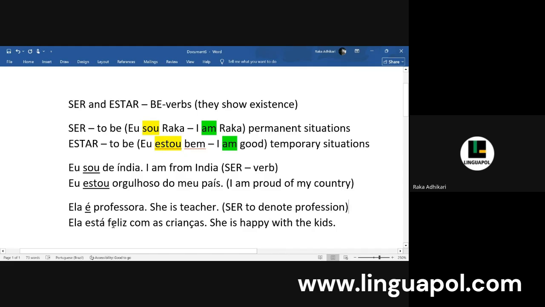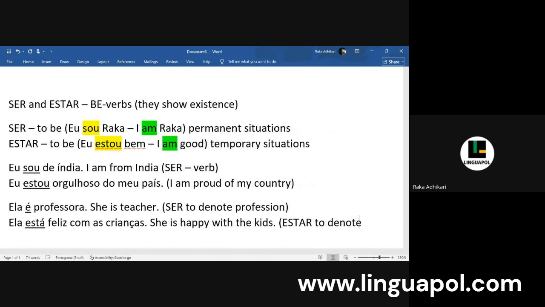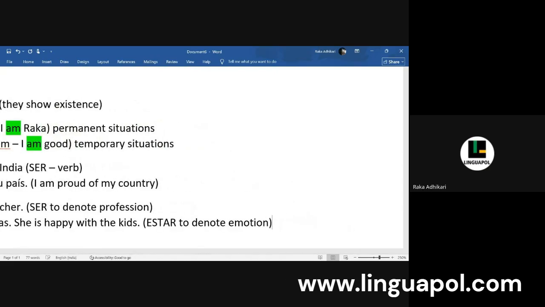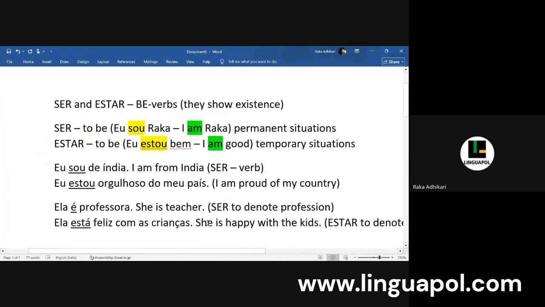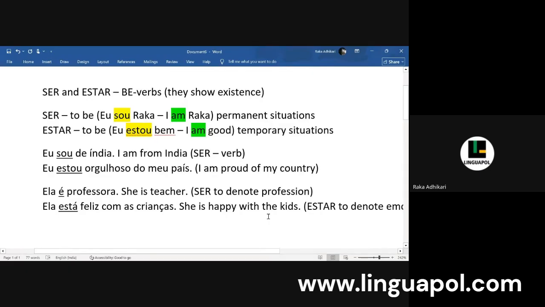But in this one, we are using the star word. Ela está feliz. So here we are using the star word to denote emotion. She is happy. So being happy or sad or nervous, excited, whatever it is, all the emotions are temporary. These can change. So that's why we use the star word.